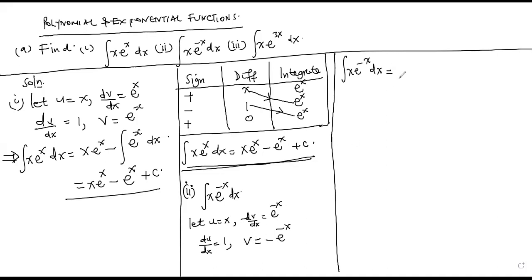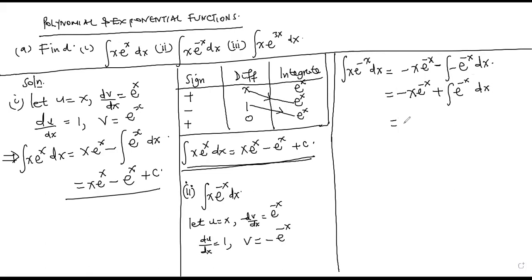uv. So it is going to be x times this, so it is going to be negative x e power negative x minus the integral of v du dx. du dx is 1, but v is negative e to the power negative x, then everything dx. So this is going to be equal to negative x e power negative x, of course, plus, when it enters this negative negative, it would be plus integral of e to the power negative x dx.